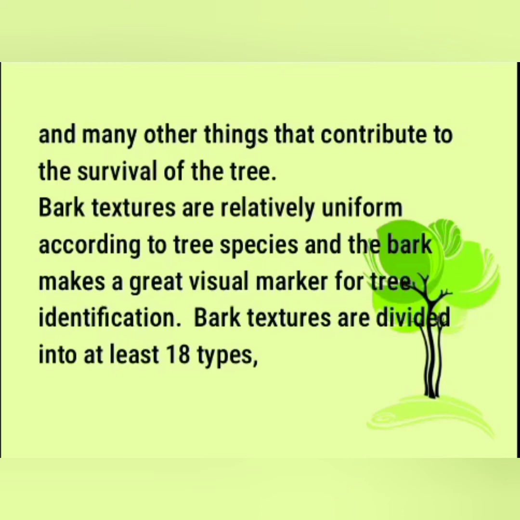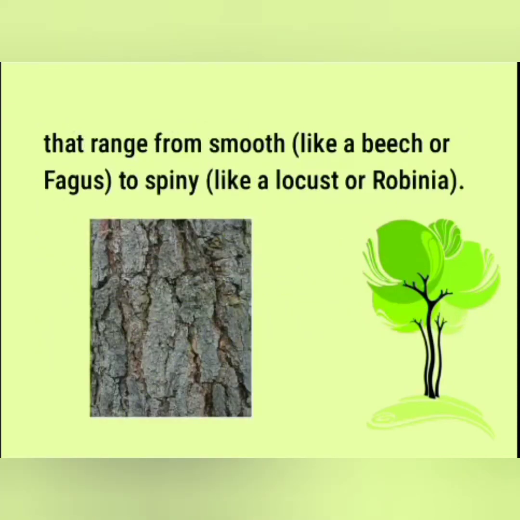Bark textures are divided into at least 18 types that range from smooth, like beech or Fagus, to spiny, like a locust or Robinia. The outer bark is the tree's protection from the outside world, continually renewed from within. It helps keep out moisture in the rain and prevent the tree from losing moisture when the air is dry. It insulates against cold and heat and wards off insect enemies.